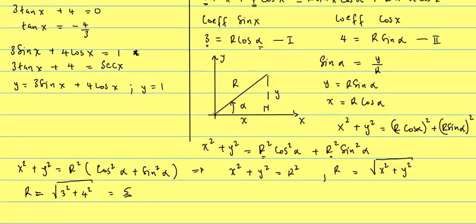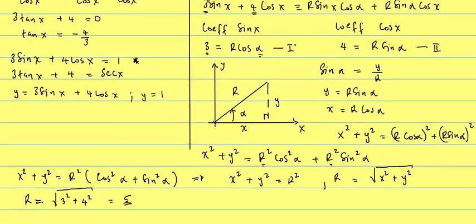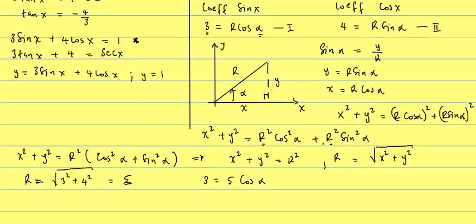Now, how do we find the value of alpha? Using equation 1, we know that 3 is going to be equal to r, and we've just found r to be equal to 5, so it'll be 5 cos alpha, and then we just solve this for alpha, so cos alpha is going to be equal to 3 divided by 5. Now remember, alpha is a first quadrant angle, so it is just going to be an angle which lies between 0 and 90 degrees. So alpha is equal to 53.13 degrees corrected to 2 decimal points.